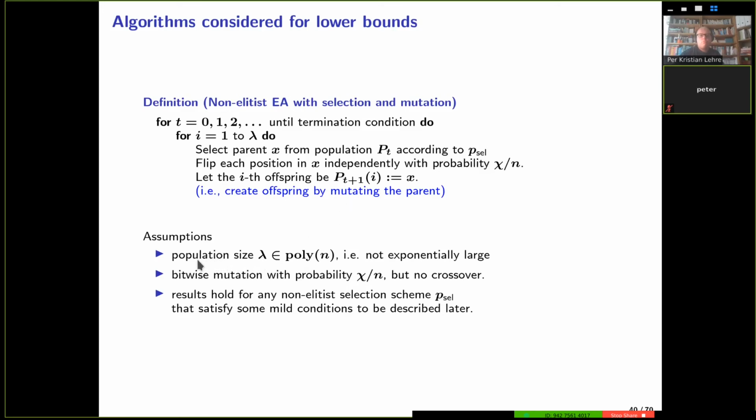We have to assume that the population size is a polynomial in n. If it's exponentially large, we already use exponential time in the first generation. We assume that we have bitwise mutation with probability g over n, but there's no crossover. And we assume that we have some nonelitistic selection mechanism, for example, mu comma lambda selection, tournament selection, fitness proportion selection, ranking selection. We assume that this selection mechanism satisfies some mild conditions that we'll talk about later.